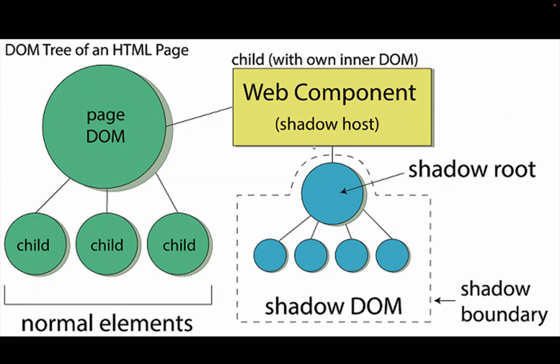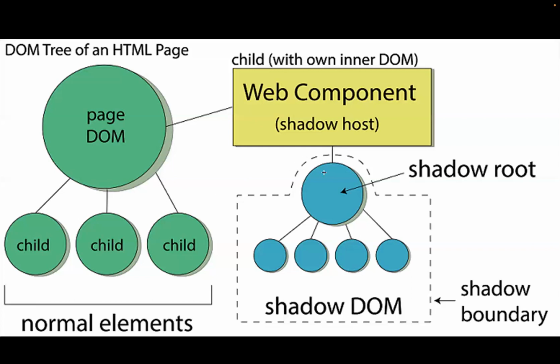The root node of the other DOM we call the shadow root, and that shadow root can have multiple child elements linked to it. We see this dotted line across the shadow DOM. This is our shadow boundary. This is where your shadow DOM ends and your regular DOM begins.